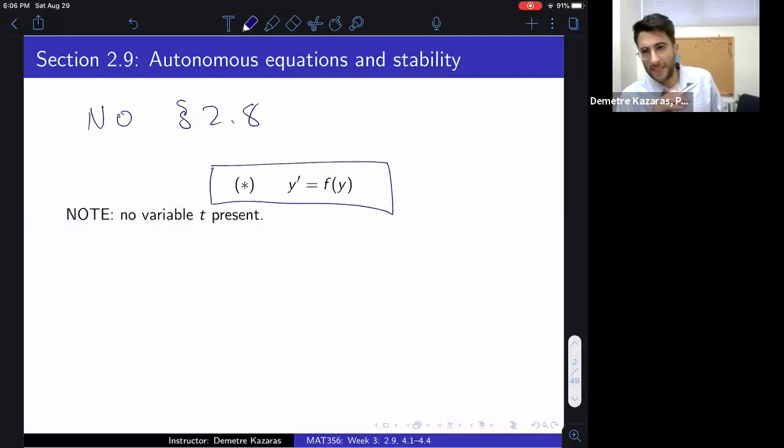But we'll just be able to analyze the solutions to these equations without having to solve them, using the ideas of slope fields. We look at this class of equations where the right-hand side does not involve the independent variable. Here we're looking for an unknown function y of time t, and the differential equation that we want y to satisfy doesn't involve t whatsoever, just y itself.